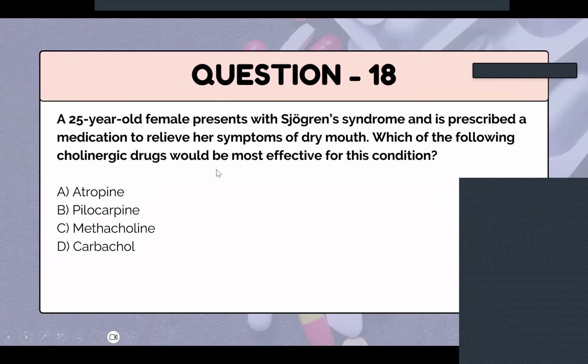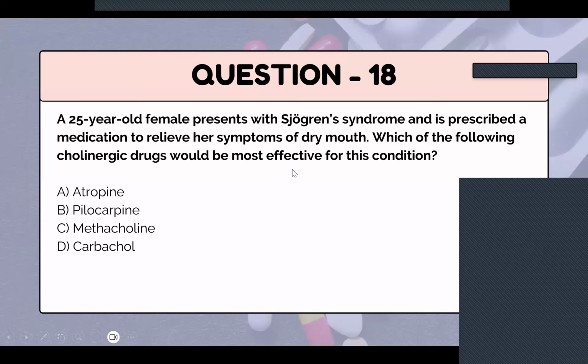So the next question is, a 25-year-old female presents with Sjogren's syndrome and is prescribed a medication to relieve her symptoms of dry mouth. Which of the following cholinergic drugs would be most effective for this condition? A. Atropine, B. Pilocarpine, C. Methacholine, D. Carbachol.